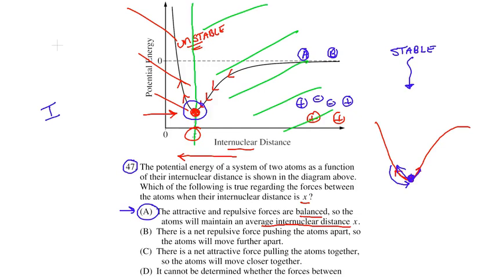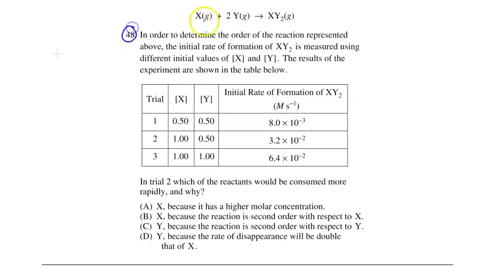Okay, 48. So in this reaction, they give you a reaction, and then in order to determine the order of the reaction, we have some data. Any case, they're not asking you what the order is. If you would, you could eyeball this and figure that out. But look at the question. In trial 2, which of the reactants would be consumed more rapidly? Why? So we have reactants being consumed to make products.